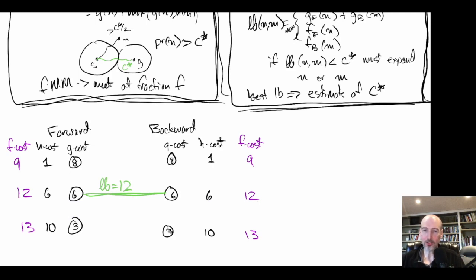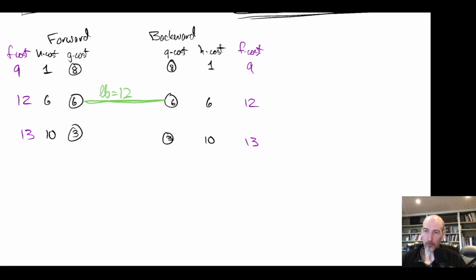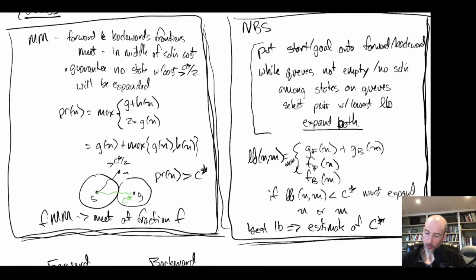Okay, and the question is, well, how in the world do I do this? And it ends up that there's a way we can do this efficiently, and we're going to do this with a set of data structures. So remember what I said in NBS here, and we didn't draw this out explicitly, but we need this estimate of C star. Okay, so C star is an estimate of the best solution so far.